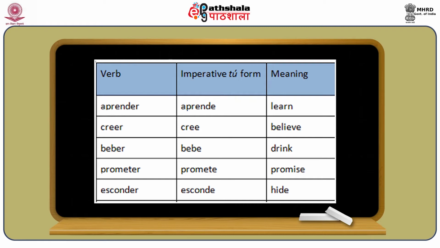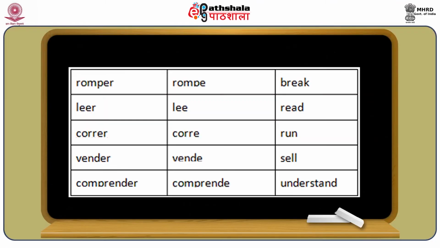Beber, imperative is bebe, meaning drink. Prometer, imperative is promete, meaning promise. And esconder, the imperative tú form will be esconde, meaning hide. Other verbs, like romper, which means to break, but when we say rompe, it means break. Same way leer, the imperative tú form is lee, meaning read.